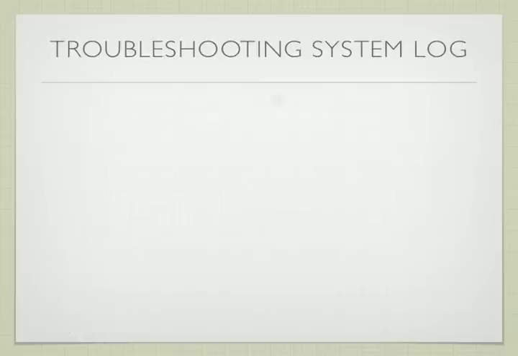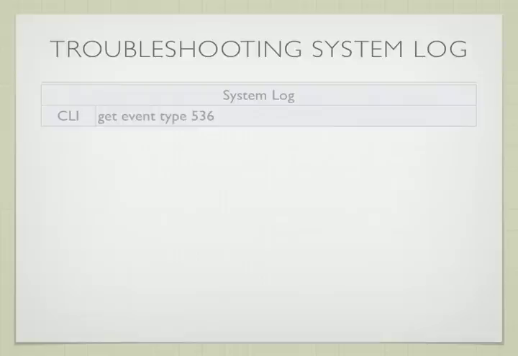In the system log, where you can see the message, this is probably the easiest way to see what's going wrong in your negotiations. The event type is 536 for VPN related events. So if you get event type 536, you'll see the actual error messages that are being generated by the failed negotiations in phase 1 or phase 2. On the web, these will be in the event log that we've looked at before under report system log.